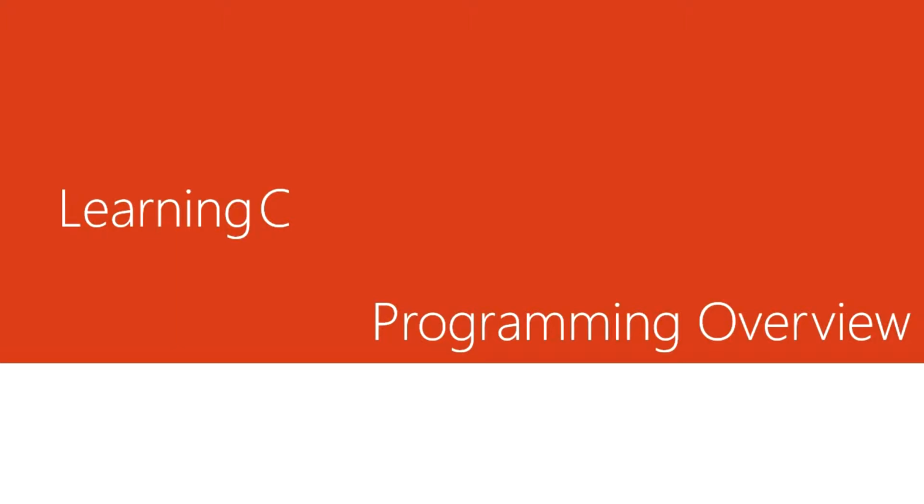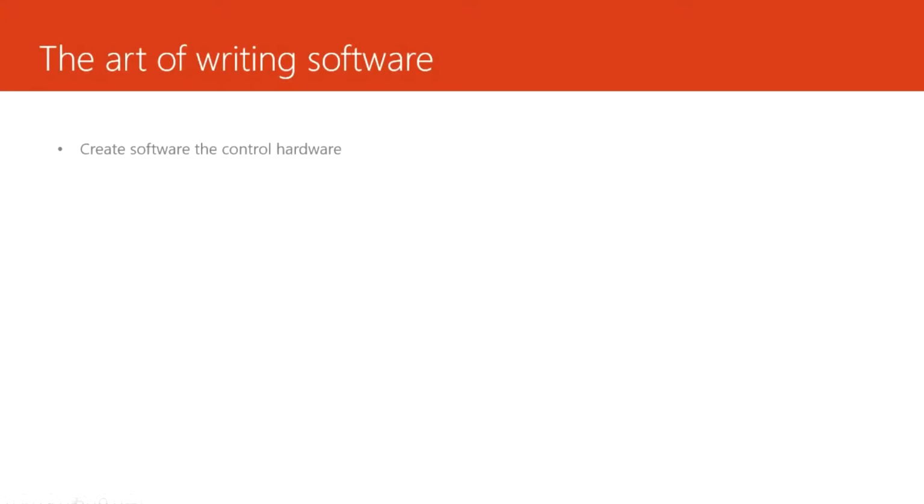Before you program, I recommend you understand an overview of the entire programming process. This process is similar for all programming languages, so pay attention. Programming is the art of writing software. Software controls hardware, which is the physical part of an electronic device, such as a computer, phone, microcontroller, or some other gizmo. To create software, you use a programming language, such as C. That's your tool, the programming language.